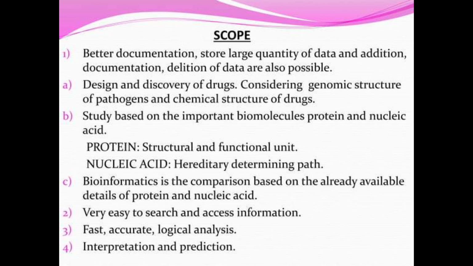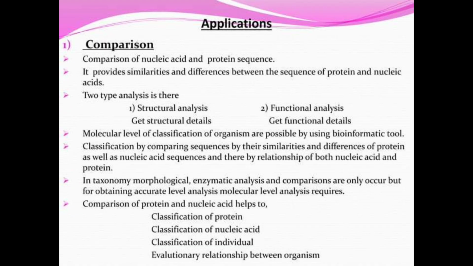Bioinformatics is used to compare already available details of protein and nucleic acid. It is very easy to search and access information, and it is fast and accurate for logical analysis, interpretation and prediction. All these are the scope of the databases available in bioinformatics. As for applications, we can compare the nucleic acid and protein sequences of different species, and it provides the similarities and differences between the sequences.